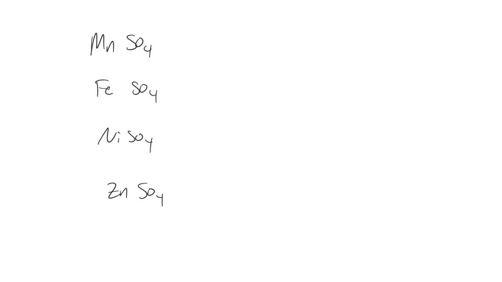The question is, can I think for these compounds here, what are the electron configurations for the cations? So all of these have a 2+ cation, because we know, of course, sulfate's a 2-. And so we're comparing manganese 2+, iron 2+, nickel 2+, and zinc 2+, and trying to think, well, what are their electron configurations?